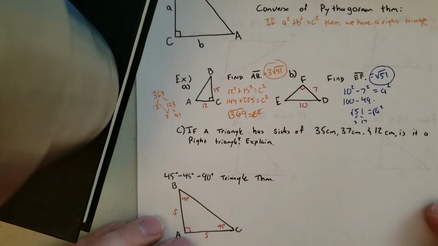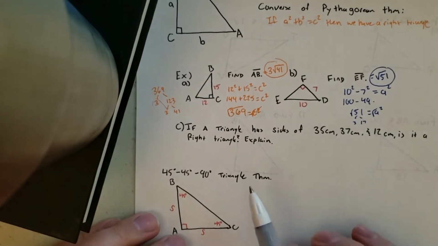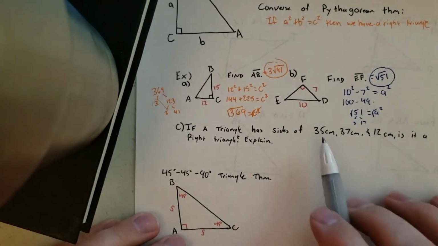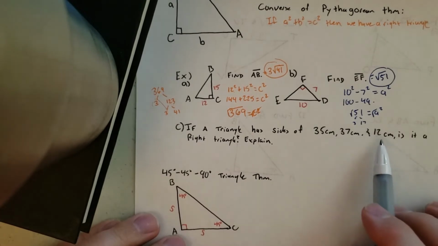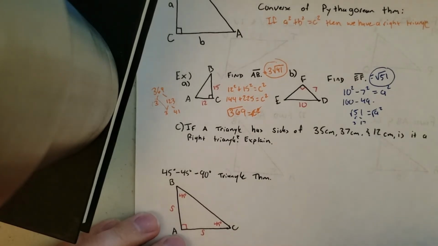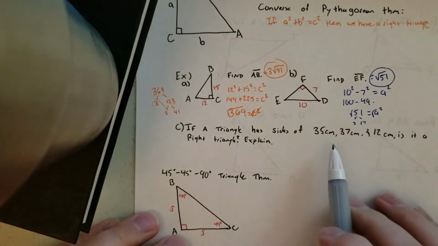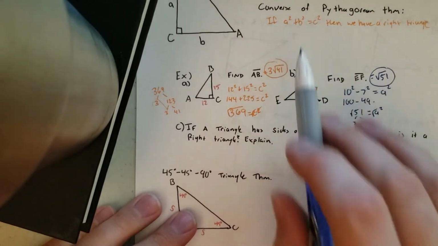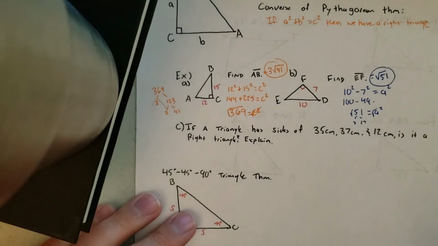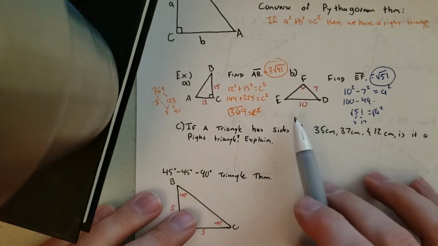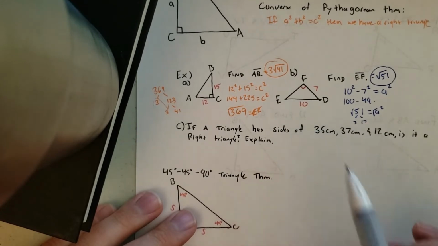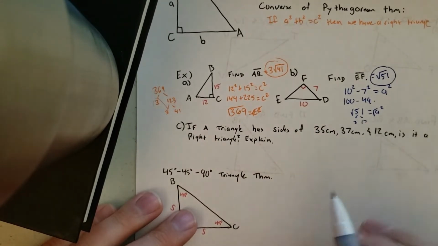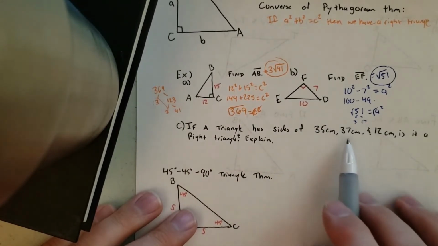Okay? The next example. If a triangle has sides of 35, 37, and 12 centimeters, is this a right triangle? Since we're trying to figure out if we have a right triangle, we're going to follow our converse. So I have to see if a squared plus b squared equals c squared. Well, what do we know about our hypotenuse? Our hypotenuse is always the longest side.